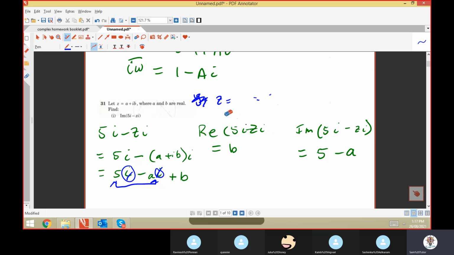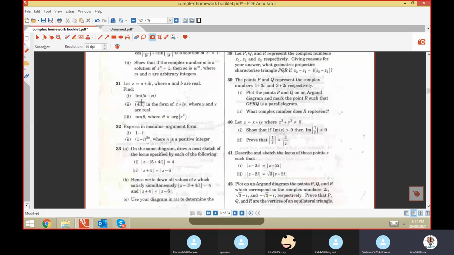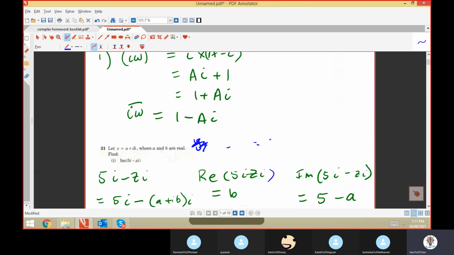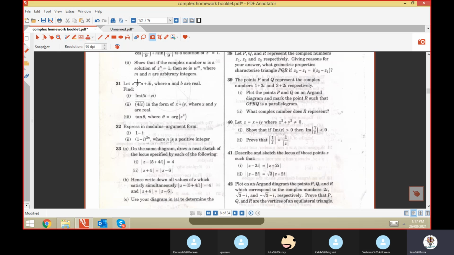Good. Obviously, you now know the answer: 5 minus a. What else? The second part, but now you know how to do that because it's exactly the same as the top one. You might have made a similar mistake. Times it by i, times it by 4, write it properly, and then conjugate. And then I was having trouble with 40.